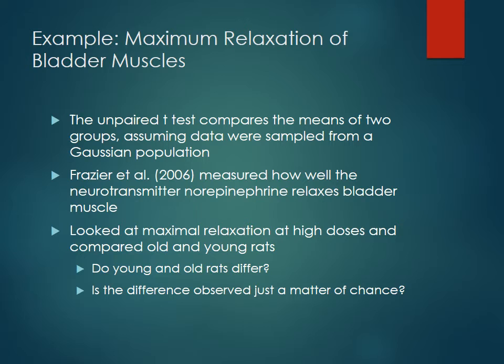So essentially, the study that we're looking at here is comparing the maximal relaxation of the bladder muscle when exposed to different concentrations of norepinephrine, and they're comparing whether old rats or young rats had differences in that relaxation, okay? And so they wanted to see if the differences between the two ages of rats were just due to chance alone, or if they were actually due to some difference between those two groups, right?